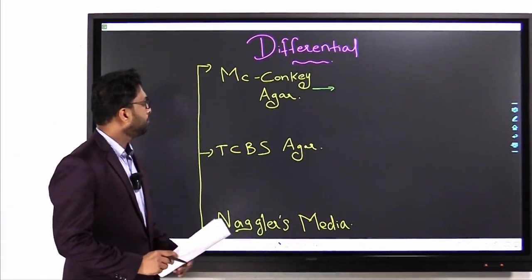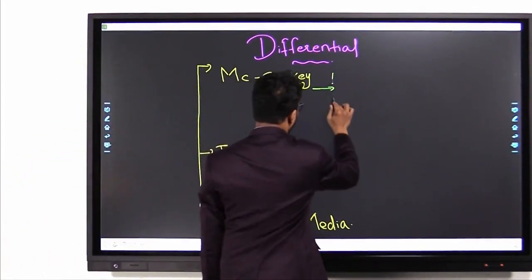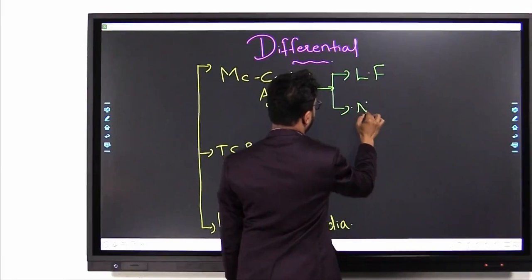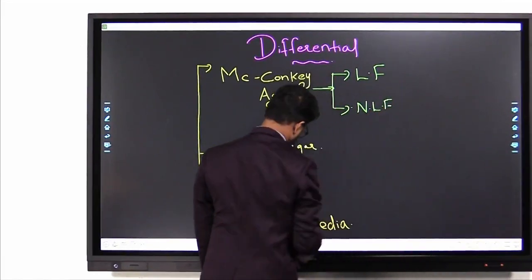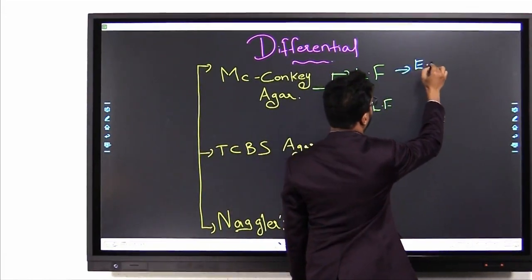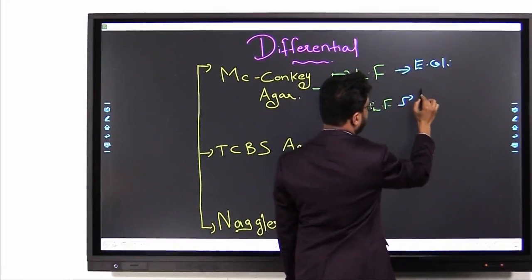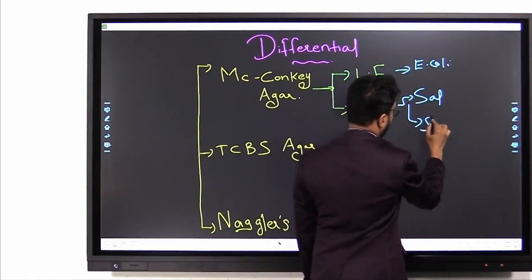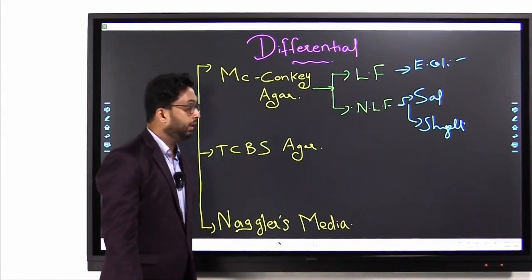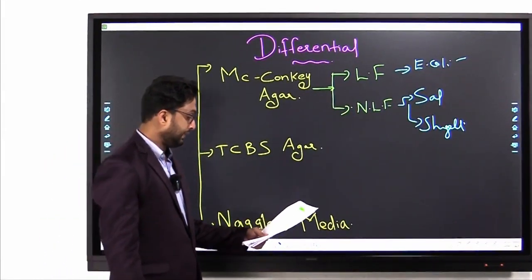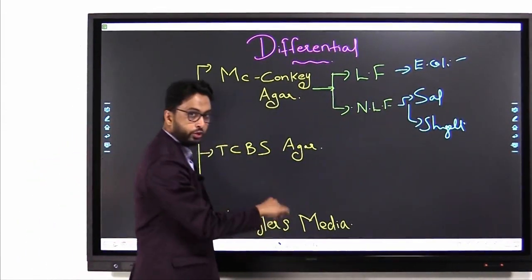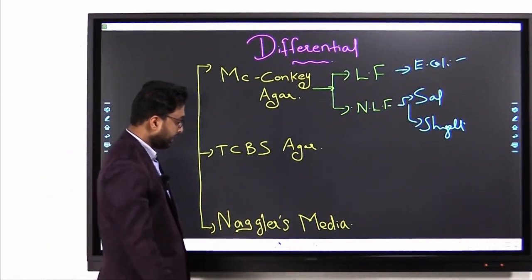Now MacConkey agar, a very important indicator medium, tells us about lactose fermenters and non-lactose fermenters. Who are the lactose fermenters? E. coli. Who are the non-fermenters? Salmonella, Shigella. What's the color? Fermenters will be pink. Non-lactose fermenters will be colorless. Am I right? Yes, I'm right. So next is TCBS agar, you know it: sucrose fermenters yellow, non-sucrose fermenters green. Nagler's media for what?